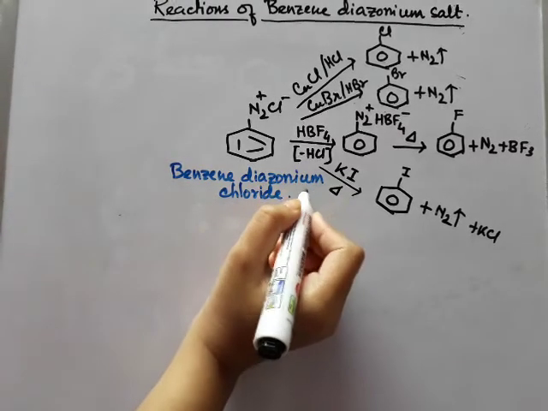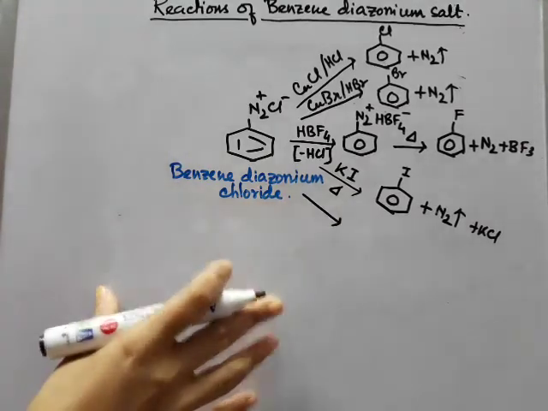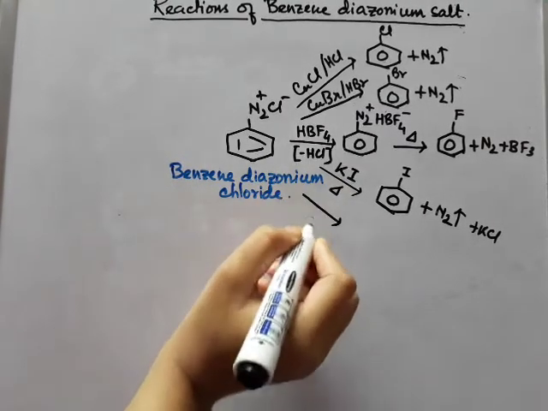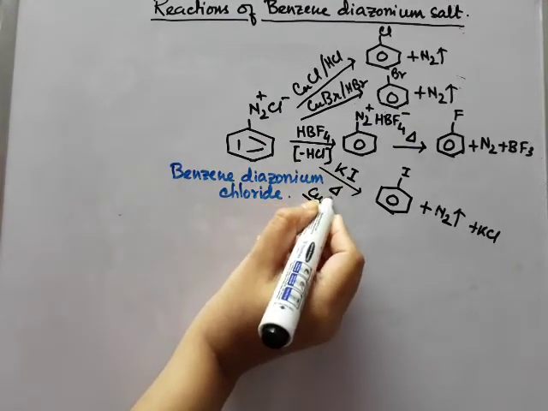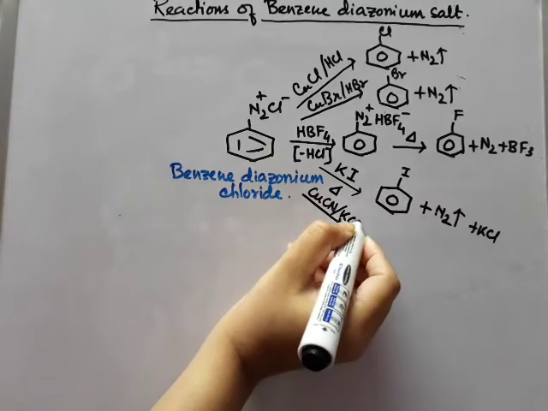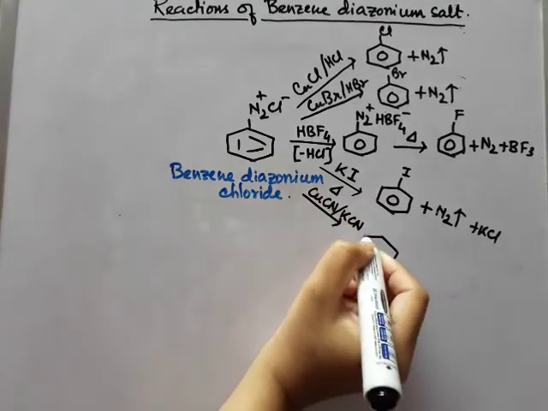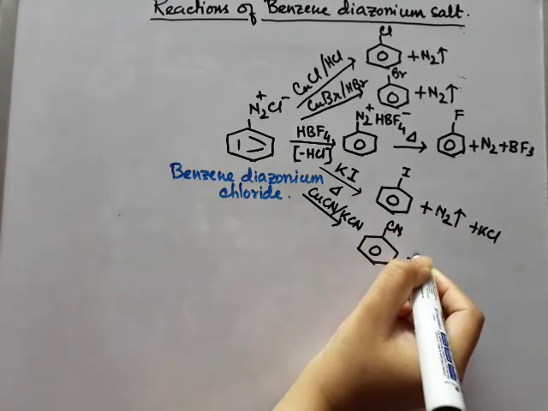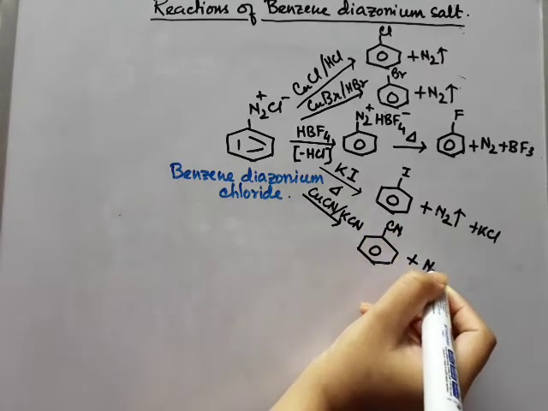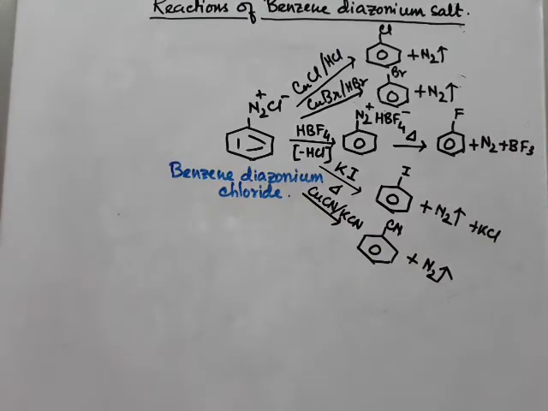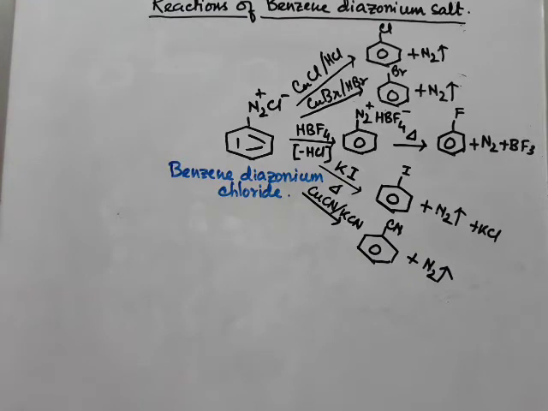Next is the replacement of this N2+ Cl- by the cyano group. So if we treat it with CuCN, KCN, then we will get cyanobenzene, okay, with the formation of nitrogen gas. So this cyanobenzene is very important for the formation of benzoic acid.